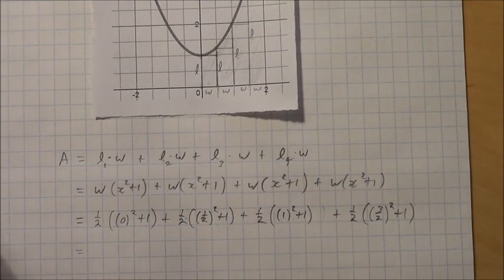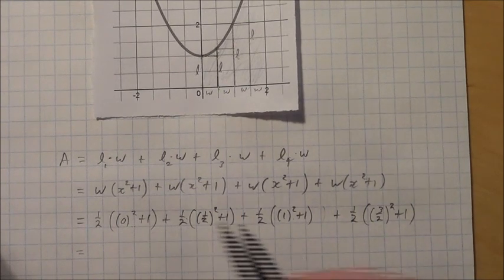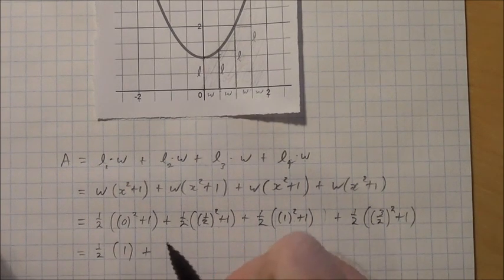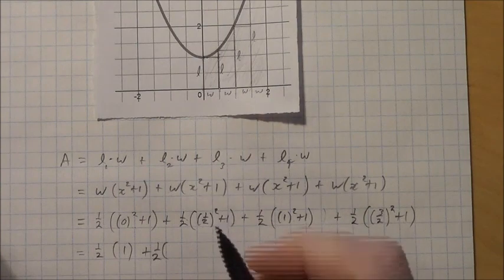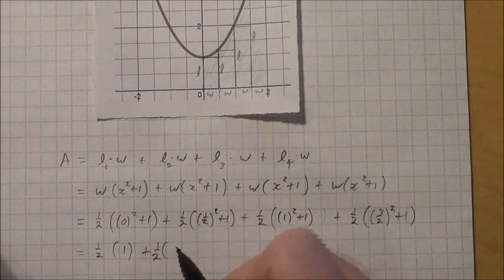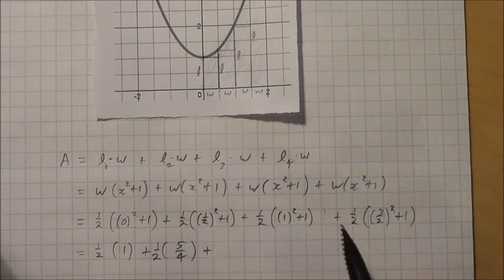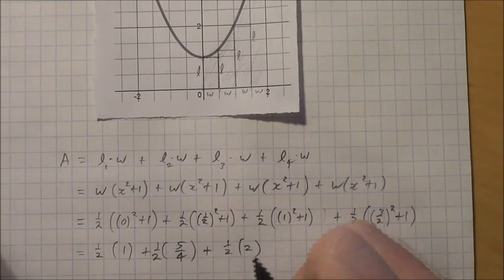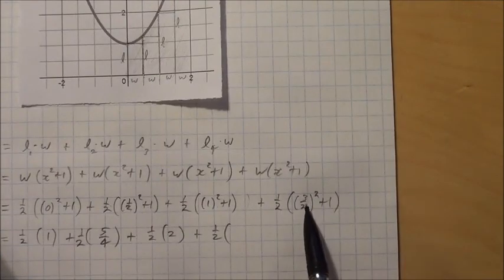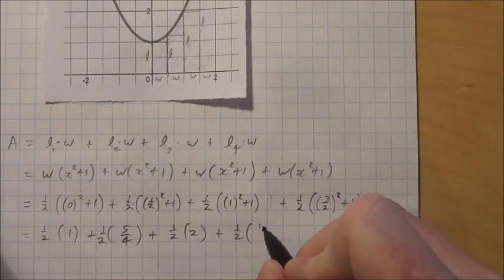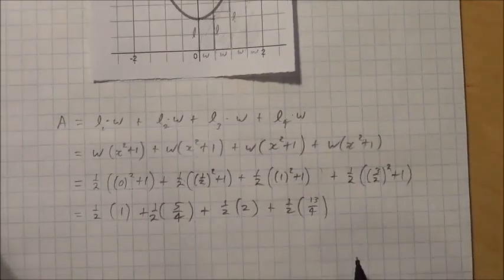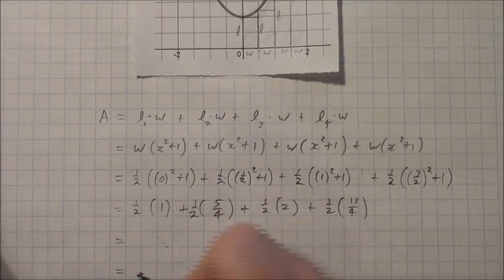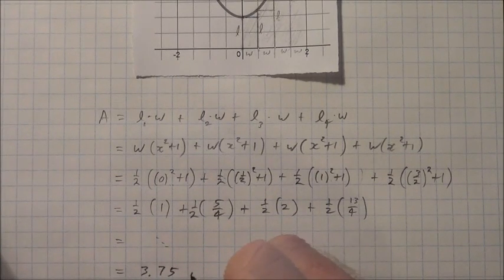So when we calculate this all out, we can sum this all up. We get 1/2 times 0 squared plus 1, which is 1, plus 1/2 multiplied by 1/4 plus 1. So 1/2 squared is 1/4, which is 5/4. Then we got 1/2 times 1 squared, which is 1, plus 1. So we got 1/2 times 2 plus 1/2 times, so this is 9/4 plus 1. So that gives us 13/4. Okay, and we add all that up after a couple more steps, and we end up getting 3.75 units squared.